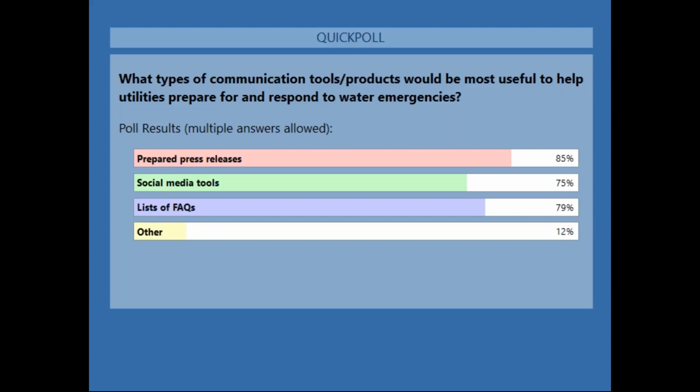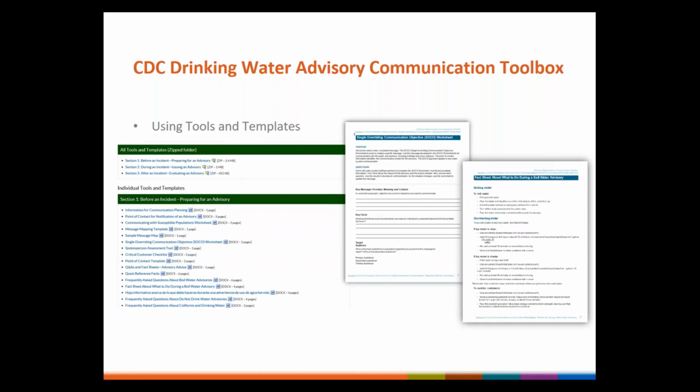It looks like a good many of you talked about prepared press releases, things that could be ready to go, social media tools, and lists of frequently asked questions. So I think all three of those would be very useful, from the poll. And as we think through developing new ones, that's really the way we're trying to structure things, so that there are accessible ones. Because right now you kind of have to dig down into our website to find them. So knowing that your audience would like those kinds of resources, we'll try to make those more readily apparent when we redesign those tools.